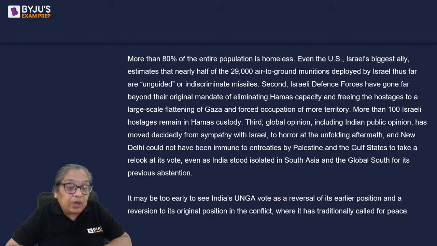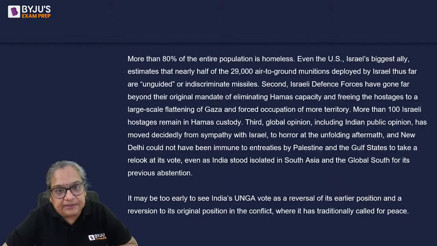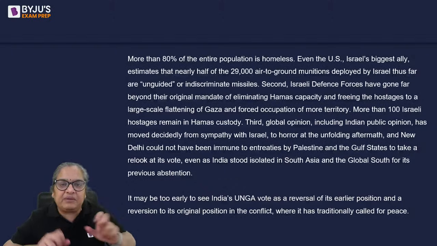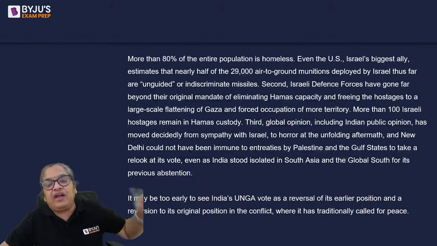All right. What does it say in the second slide? That 80% of the population in Gaza is homeless. Even the United States, which is Israel's biggest ally, has given numbers that nearly 29,000 air-to-ground missiles sent by Israel are indiscriminate missiles. I mean, they are targeted anywhere and everywhere.